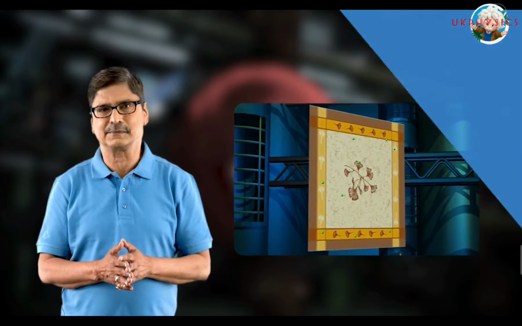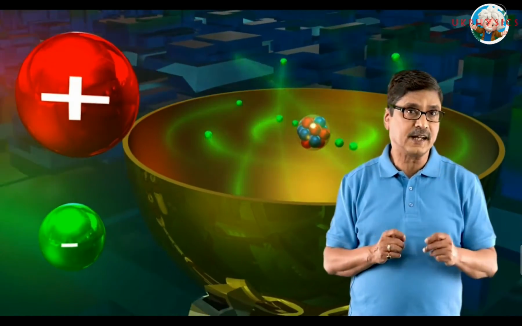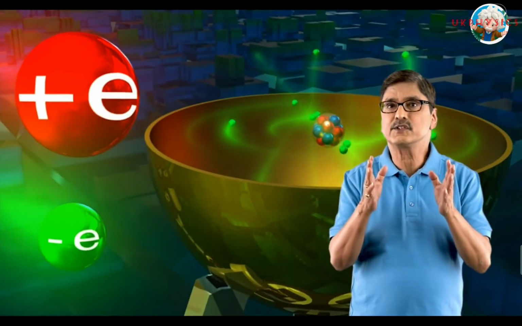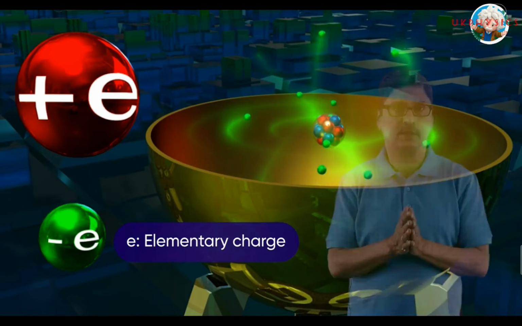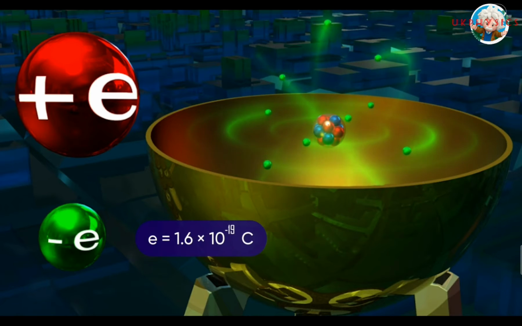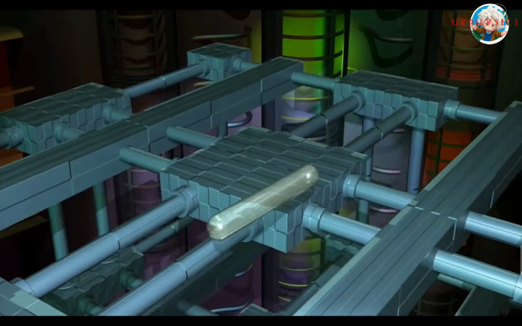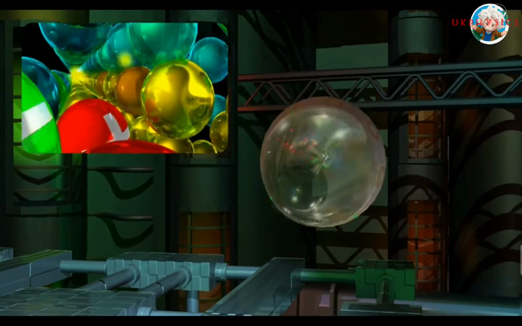Let's find out. Electron and proton both have charge of the opposite sign, but of the same magnitude e, called the elementary charge. It is one of the important physical constants. Its value is 1.6 × 10^-19 C. We know that charge is developed due to the transfer of electrons.